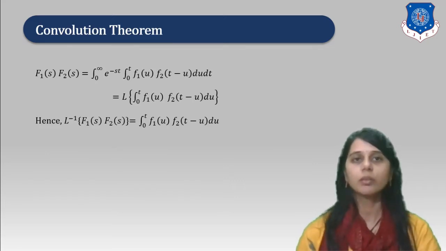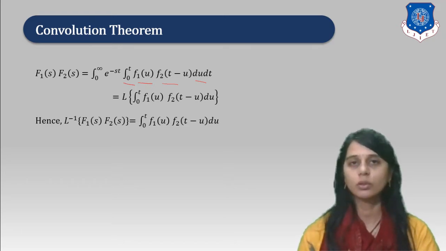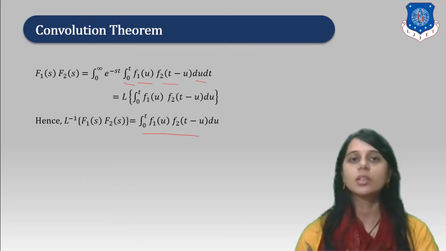Applying this limit, we get the integration from 0 to infinity of e raised to minus st, times the integration from 0 to t of f1(u) f2(t minus u) du, dt. So it is the Laplace transform of the integration from 0 to t of f1(u) f2(t minus u) du. This is the formula of the convolution theorem.